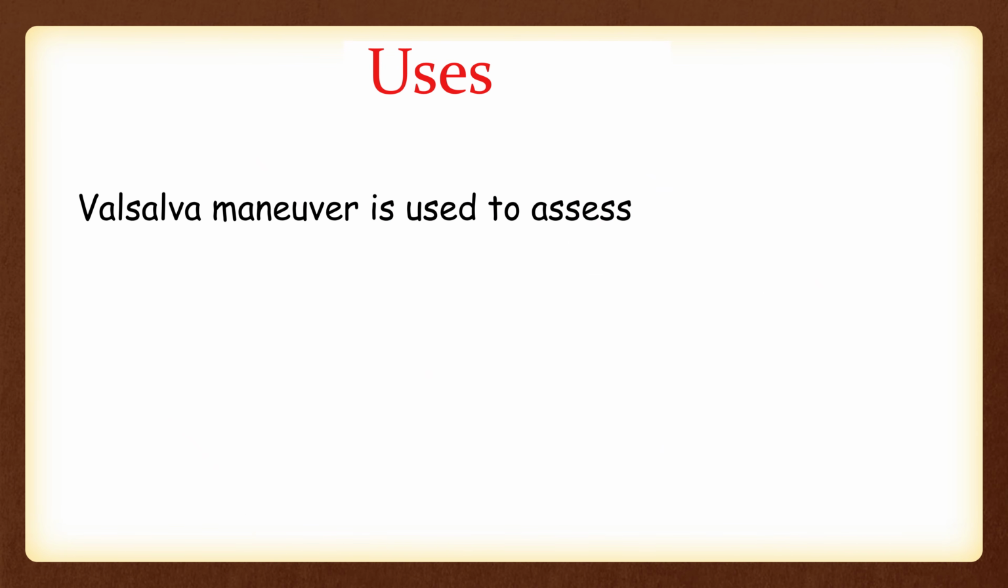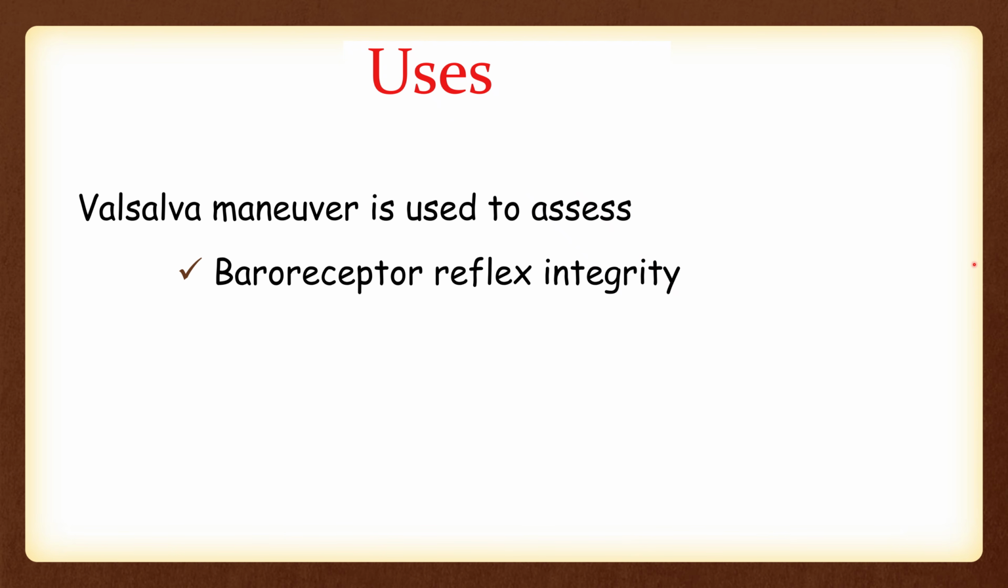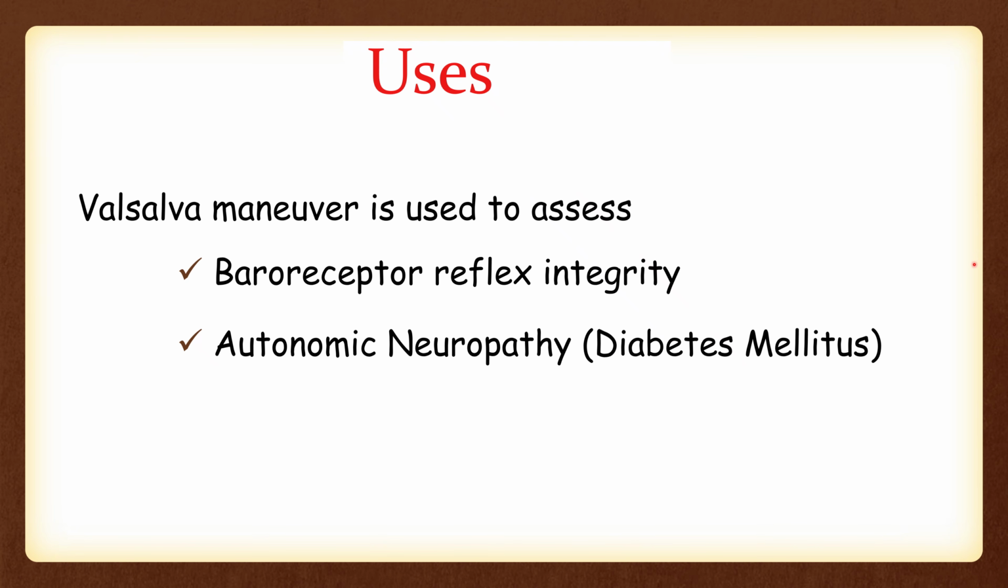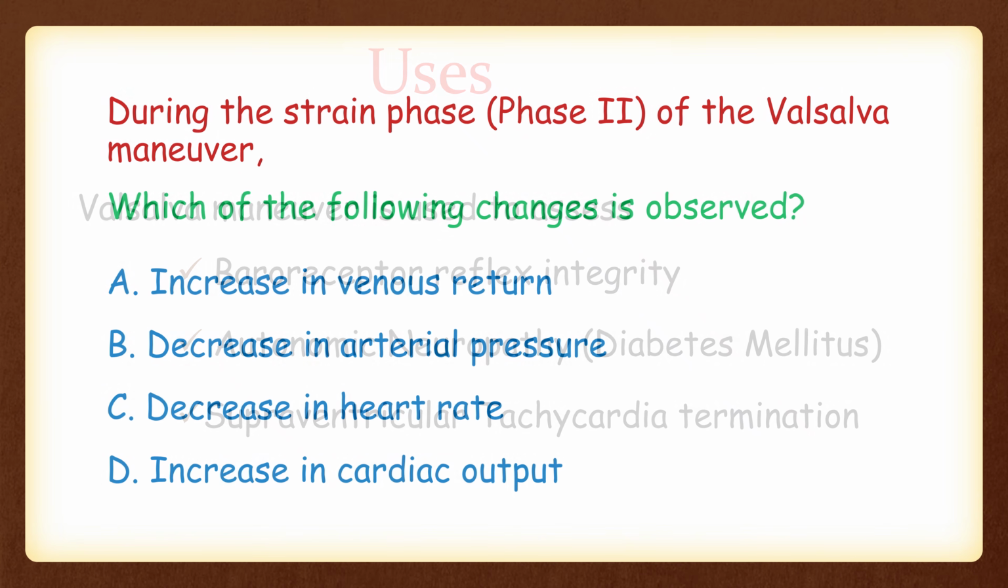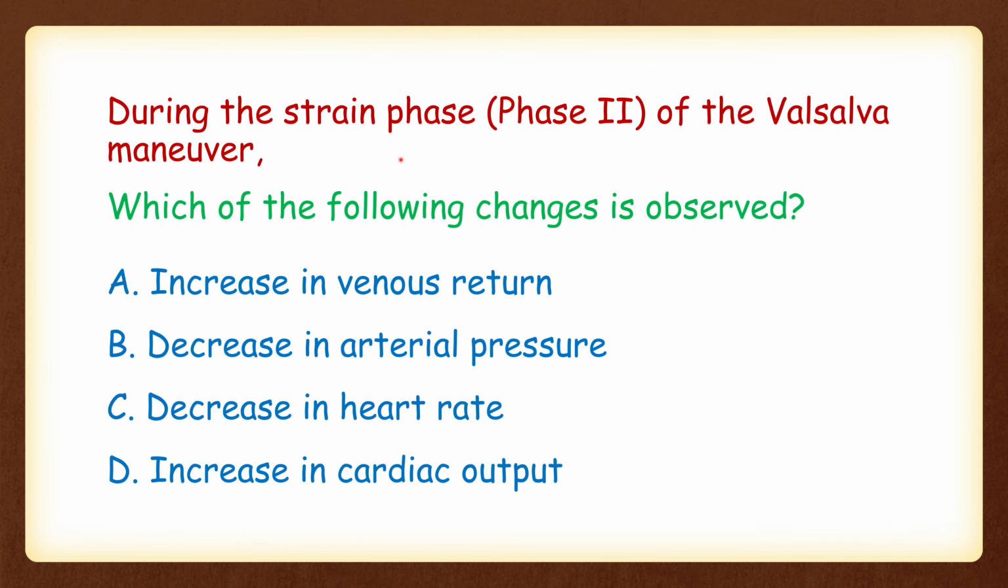Based on this, the use of Valsalva maneuver is that it is used to assess the baroreceptor reflex integrity, autonomic neuropathy like in diabetes mellitus, and in supraventricular tachycardia termination. I will explain how this Valsalva maneuver helps in all these conditions in my further presentations. And based on this, now you can answer this question.